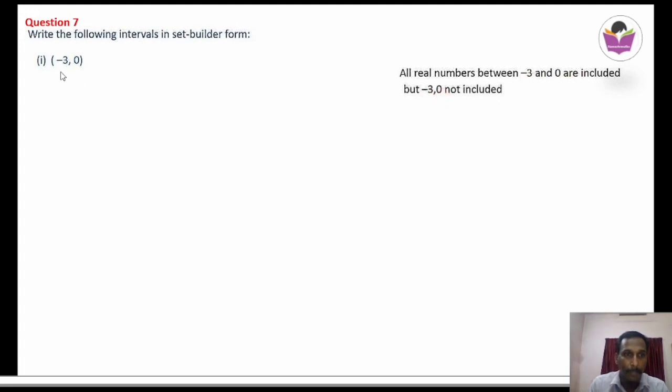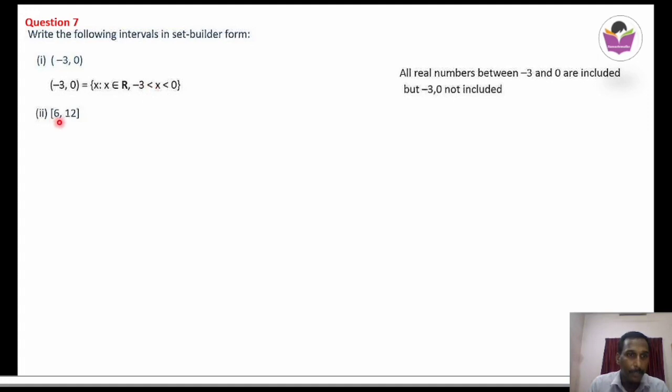So when you write it, the equal to symbol should not be there; we can use the less than and greater than symbols. So (-3, 0) equals the set of all x such that x is an element of R. This is set builder form. So we start like this: x such that x belongs to the real numbers, -3 < x < 0. Quite simple. Open bracket just means avoid the equal to symbol, that's all.